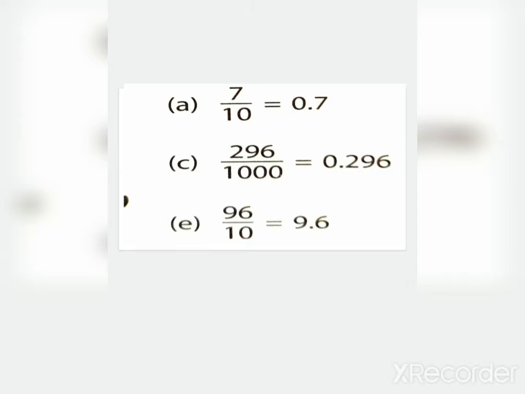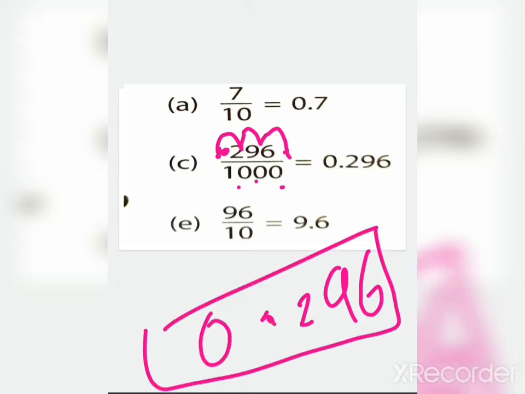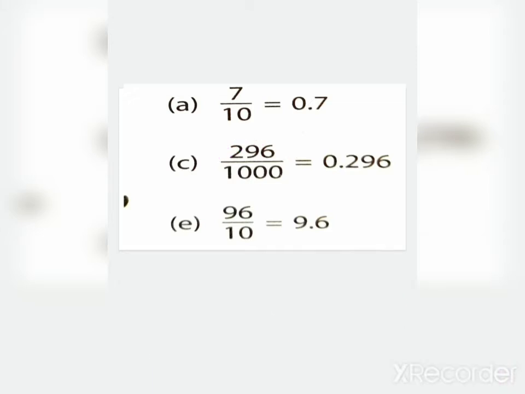Means you have to check how many zeros are there. In the second one, 1, 2, 3 zeros are there. So starting from the right hand side, you will put the decimal point in the third place. One first place, second place, and the third place. So the point will come here and it will become 0.296. .296 or 0.296, both are the same thing, so don't get confused.